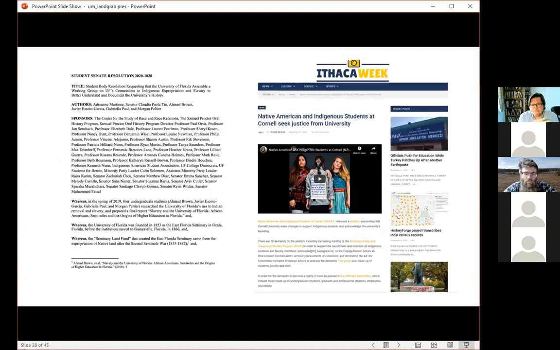So almost directly after publication of this story, the University of Florida's Student Senate demanded the assembly of a working group to examine UF's connections to Indigenous expropriation and slavery in order to better understand and document the university's history. Students at Cornell, which you see on the right here, likewise formulated a list of demands for how the university could better serve its Indigenous students.